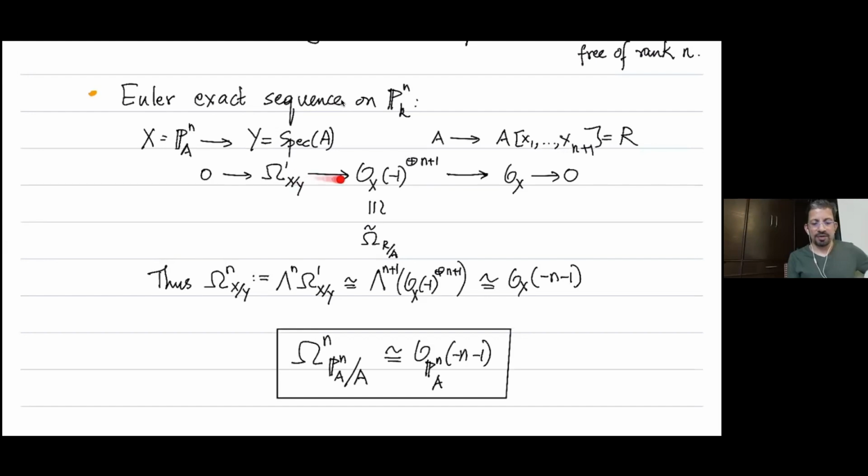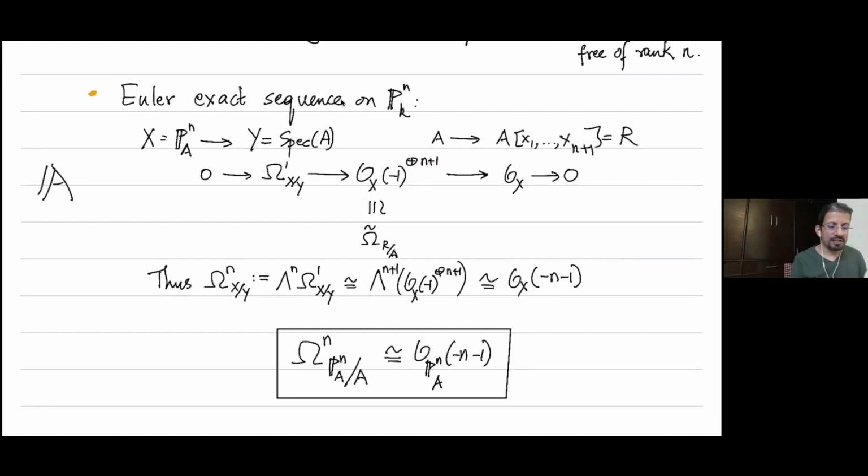For example, you can say that this map results simply from the universal derivation from R to Omega of R over A. Omega of R over A is spanned by dx_1 to dx_{n+1}, and that derivation is what gives rise to this. But you see that Omega R over A is defined not over the projective spectrum, but over the affine spectrum A^{n+1}. So to understand the sequence, you have to go into this covering.